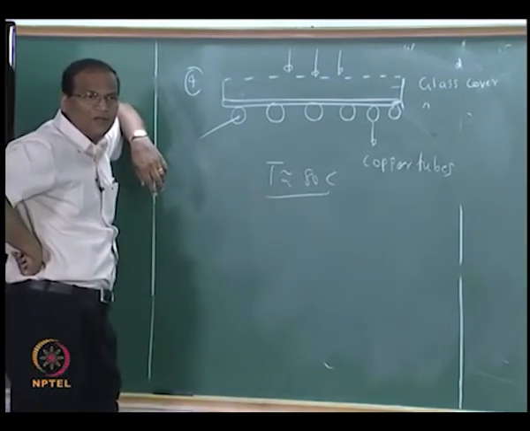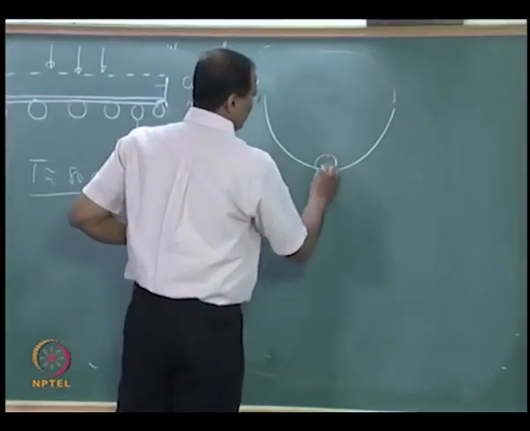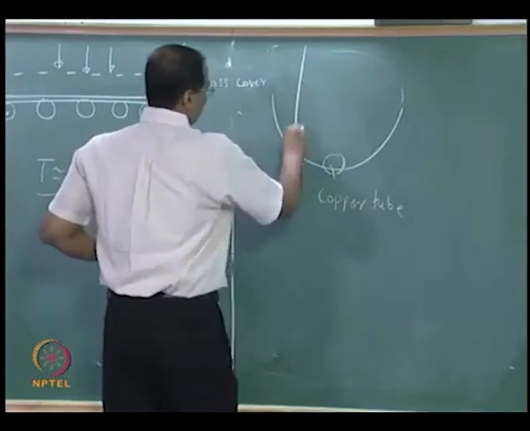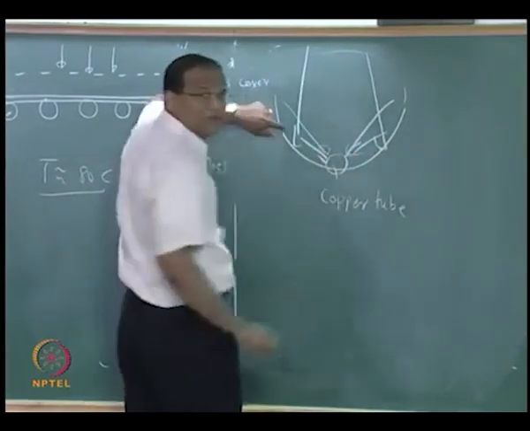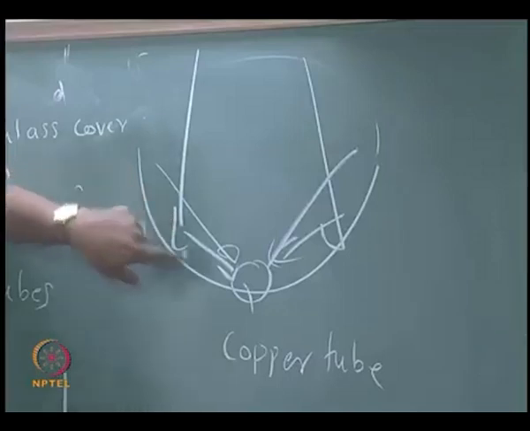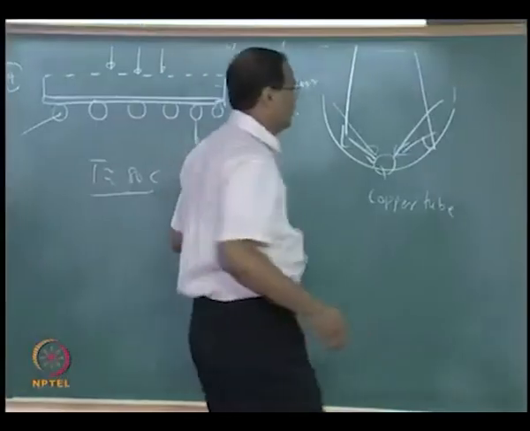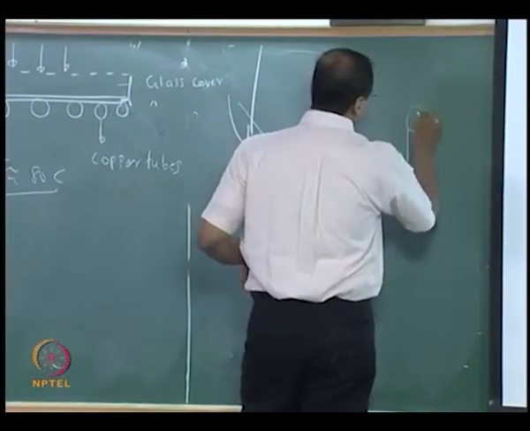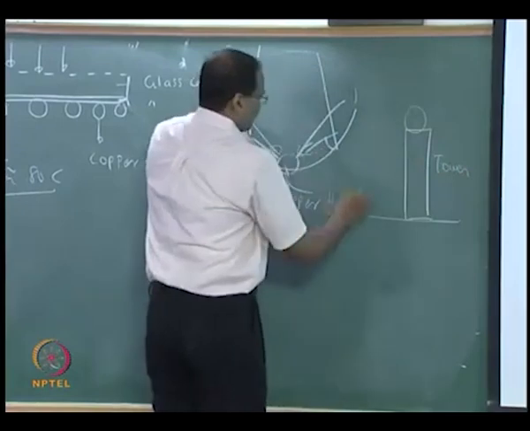If they want more, then they will have to do something like this. They will have a concentrator, and then this temperature will go up. This is basically called a line focus because it is like this. If you want to improve further, probably you will have something here. This is the ground, this is the tower. You will have all these fellows like this.